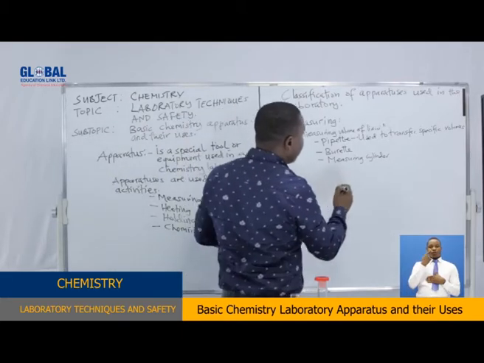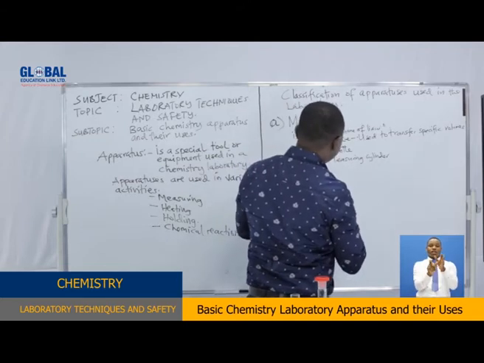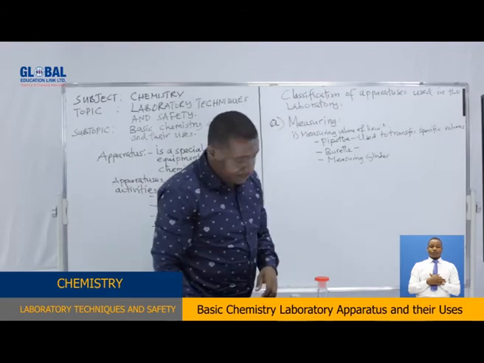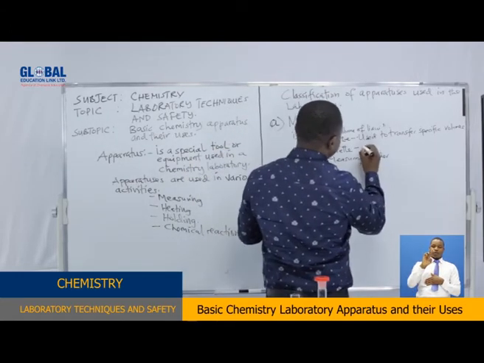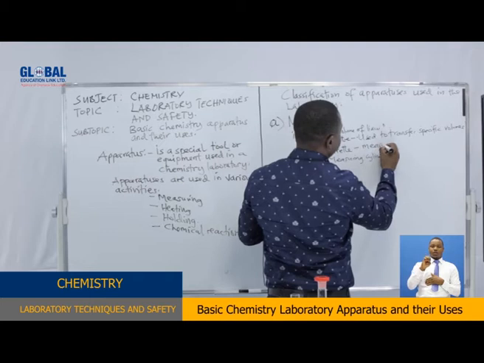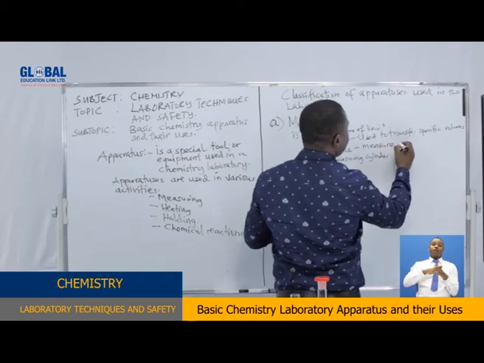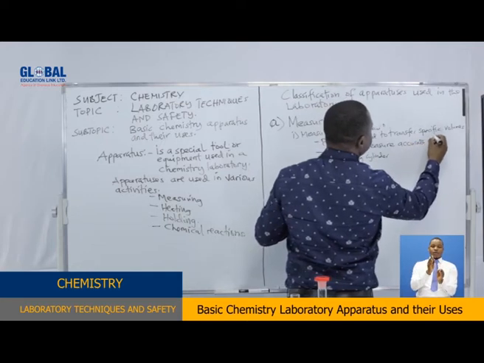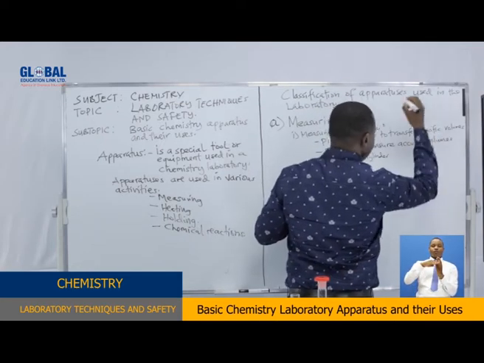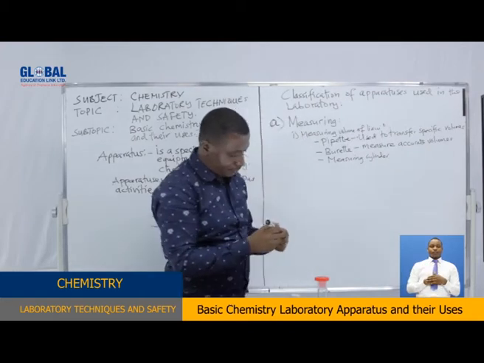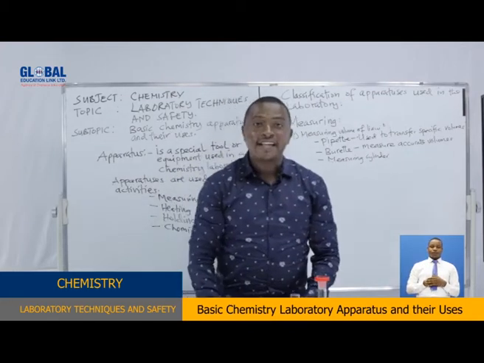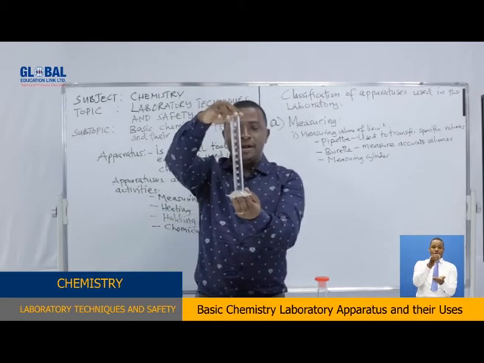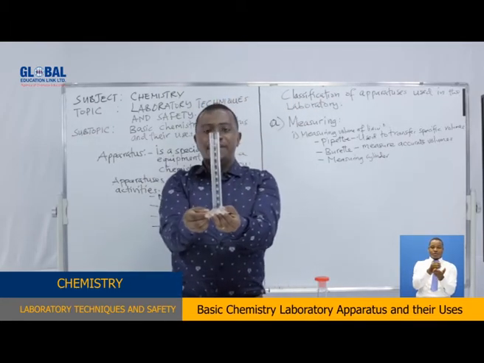Let us see a measuring cylinder. So, the burette, we said, is used to measure accurate volumes and dispense them. We also have another apparatus for measurement. It's this one here. This one is called a measuring cylinder.